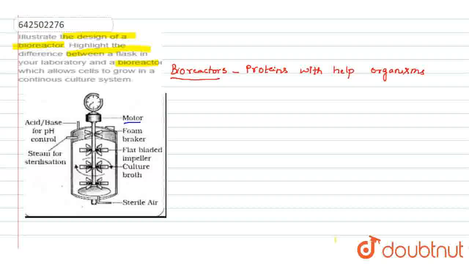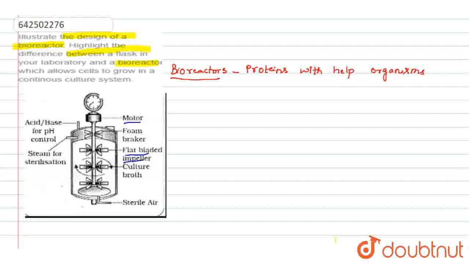Okay. So here first of all, I'll just read out the parts of the bioreactor and then come one by one. These are motor, foam breaker, flat blade impeller, culture broth, sterile air, steam for sterilization, and acid or pH base for control. So what is a motor? It is used to run the blades. And here there is a flat blade impeller.